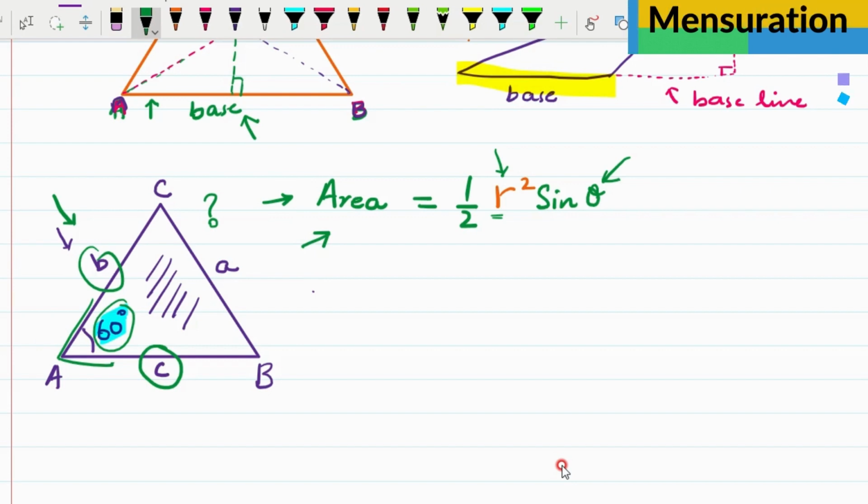So in this situation, we just need to write 1 over 2 r square sine theta. Theta means whatever the angle is given, we can just write it here. And instead of r square, we can just write the neighboring sides of this angle, right?